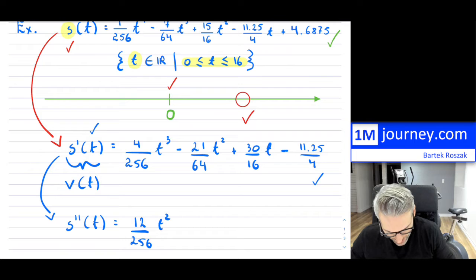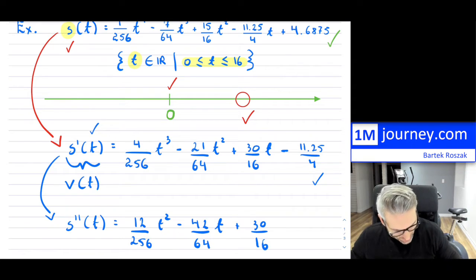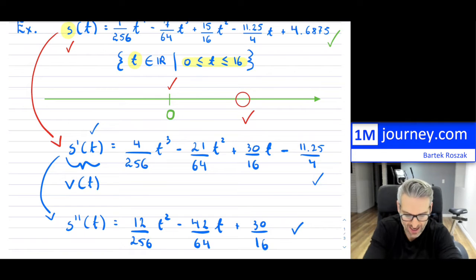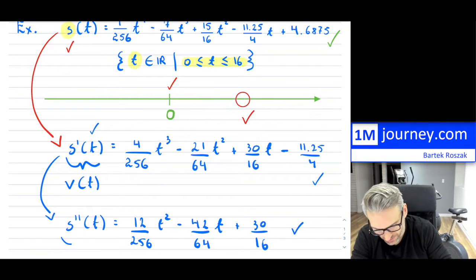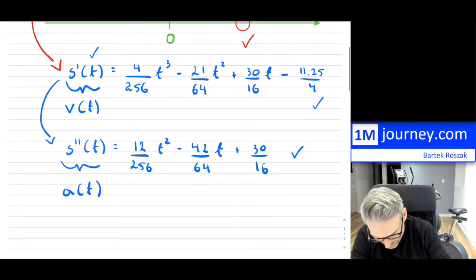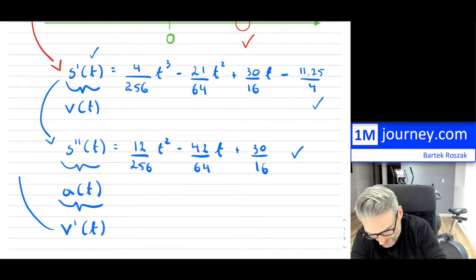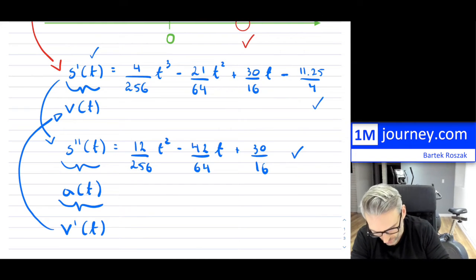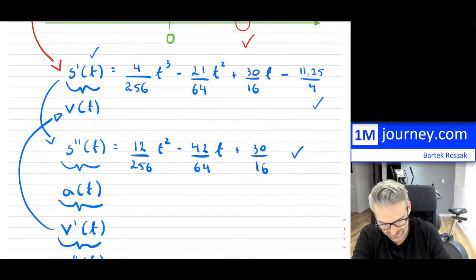Now it's t squared. So notice it looks like it's going to be now a parabola. This is going to be 42 over 64 t plus 30 over 16. So now this is a parabola that we would have. And this is simply your acceleration. So this is your acceleration, which we can define in this way, or we can define it in this way because it is the derivative, right, of this. Or, of course, we can define it as the double prime of that.